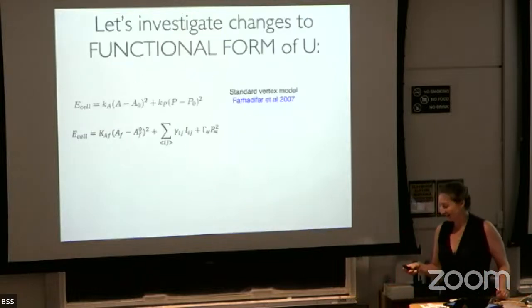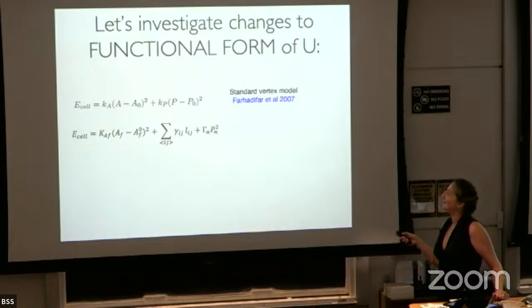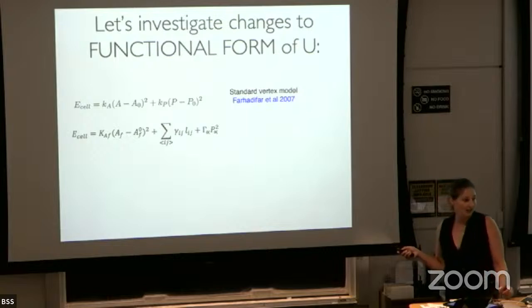So I put these in capital letters because, again, physicists never do this. We're going to explore what happens when I make changes to the functional form of my interaction potential. So let's say I have the standard vertex model here, which is in this paper. And again, we said we could write it out this way if we didn't complete the square.